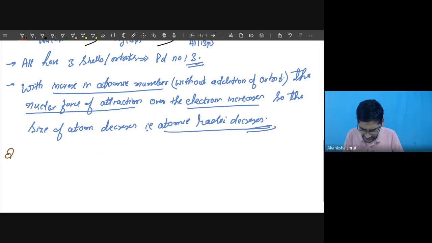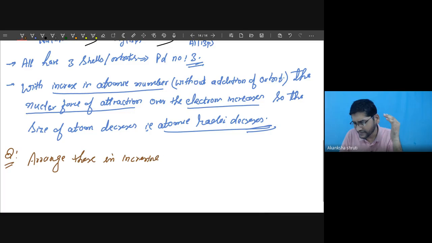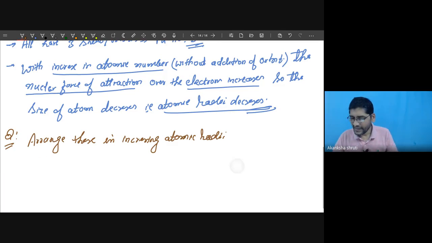The questions based on this are very simple. Arrange these in increasing atomic radii or atomic size. Atomic radii. Okay, student? I am just taking fluorine, nitrogen, oxygen, even we may take lithium also.